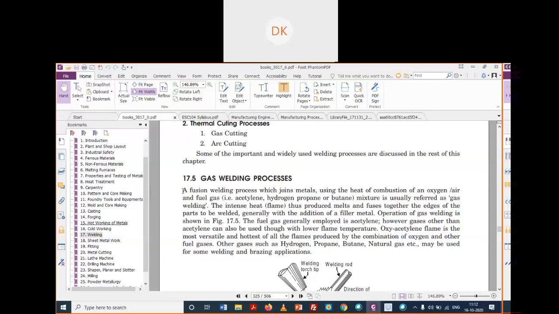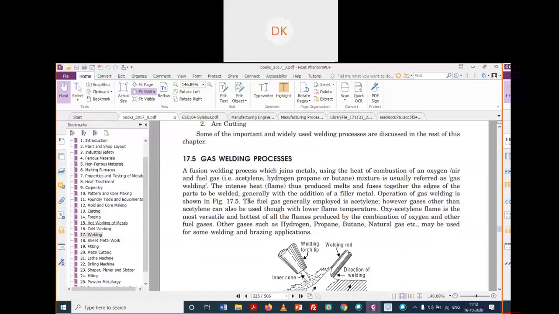A fusion welding process which joins metal using the heat of combustion of oxygen or air and a fuel gas. If we use air and acetylene, the process will be named the air acetylene gas welding process. If oxygen and acetylene are used, then we call it oxygen acetylene. If hydrogen is used, then we call it air hydrogen or oxygen hydrogen welding process.